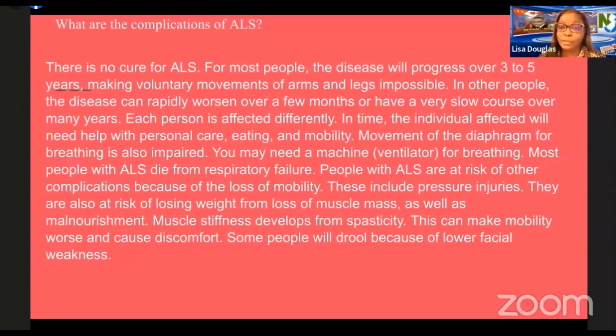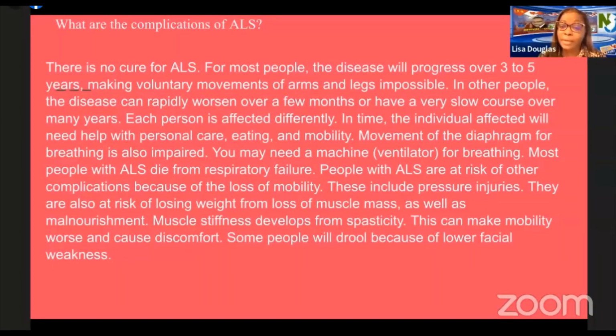In time, the individual affected will need help with personal care, eating, and mobility. Movement of the diaphragm for breathing is also impaired. One may need a machine, a ventilator, for breathing. Most people with ALS die from respiratory failure.